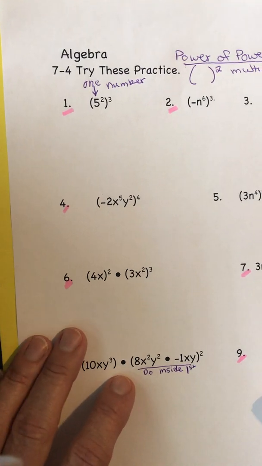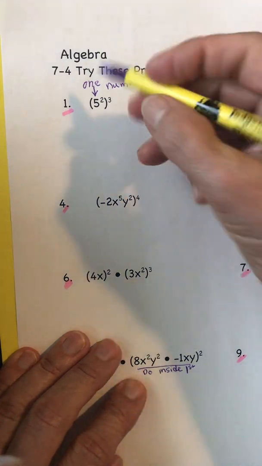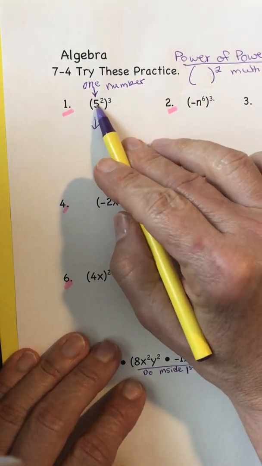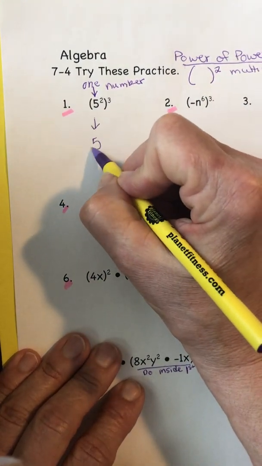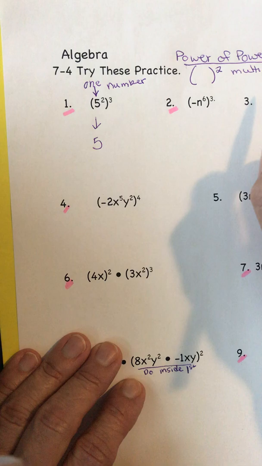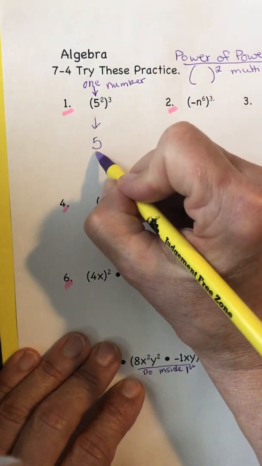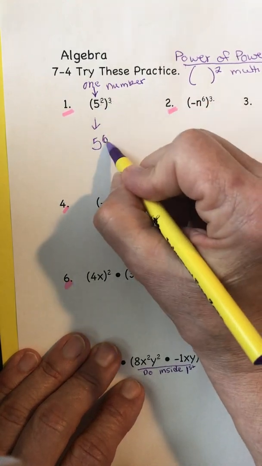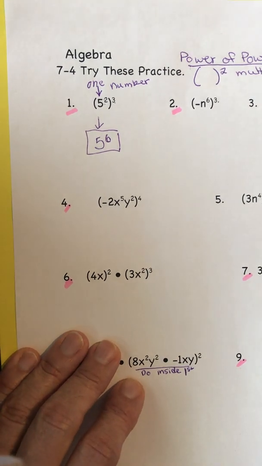A lot of you missed the first one on your assignments, so take a good look at this one. On just these where there's only one number on the inside, no variables, I'm going to allow you to just bring the number down. Then we use the power of powers rule, where we multiply the exponents. So I get 5 to the 6th, 2 times 3, 6th power. I'm going to box it up. Okay? Hope you don't miss that one.